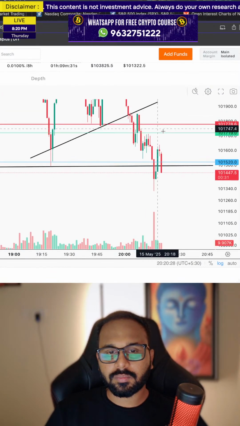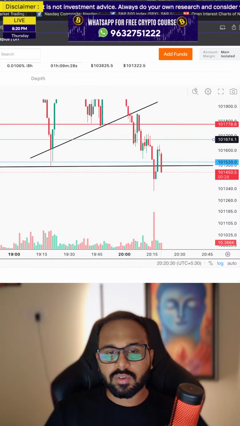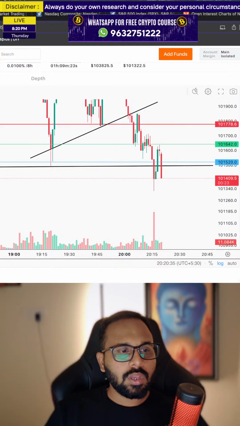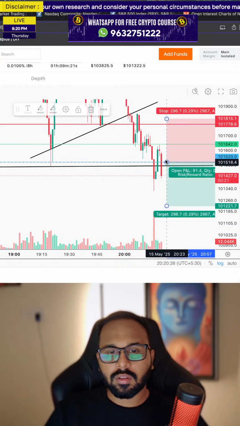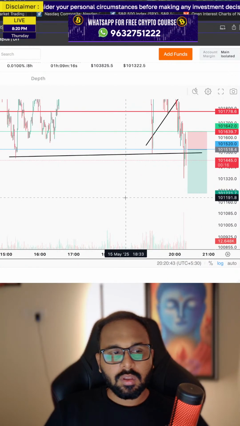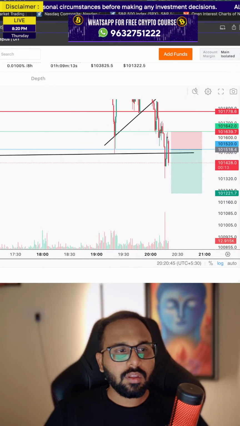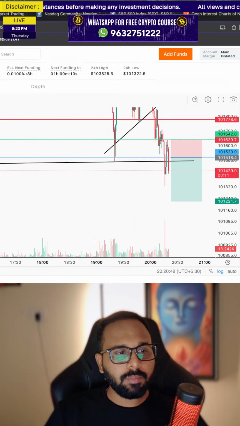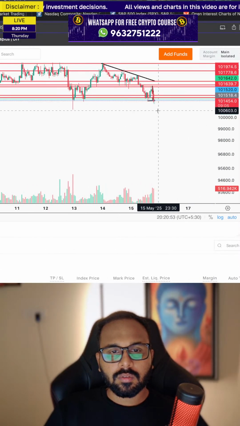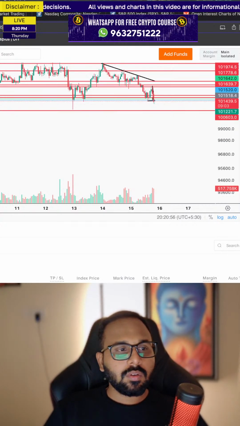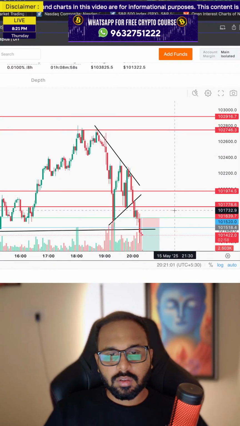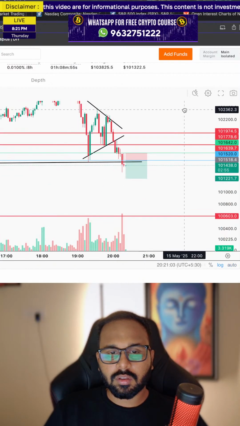35 points risk. I'll reduce the risk also here if you want. Yeah, I'll reduce the risk. And now I'll be targeting, let's say, 1:2. Let me see where I can. Let me switch to 1 hour time frame. This target is too far, but that's okay. Can be managed.